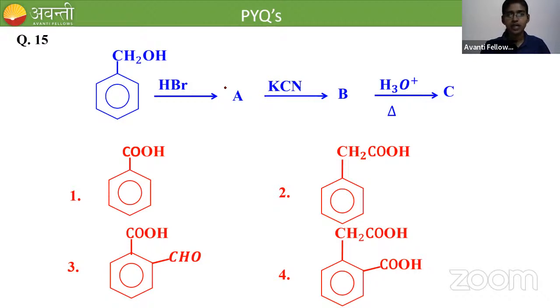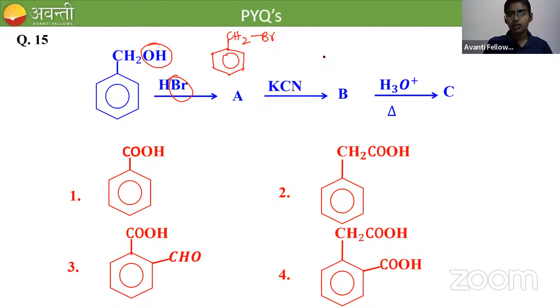What is compound A? Here you see CH2OH is there and HBr is given. This is basically a nucleophilic substitution reaction, right? The OH will be substituted by the Br nucleophile and compound A looks like this. It is C6H5, option B. Yes, good, correct. Option B is the correct answer. And here compound A is CH2Br.